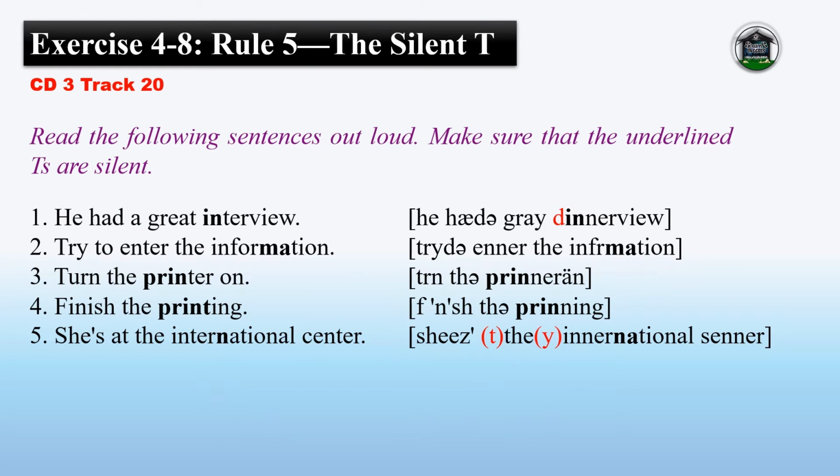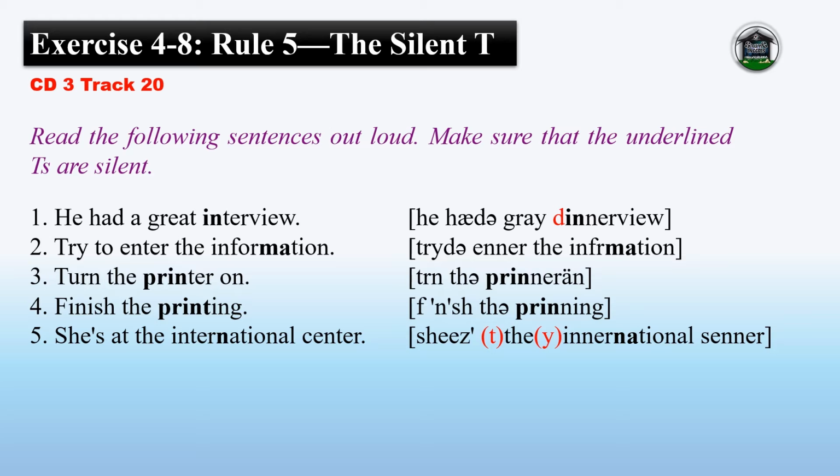Exercise 4-8, Rule 5, the silent T. Read the following sentences out loud. Make sure that the underlined T's are silent. 1. He had a great interview. 2. Try to enter the information. 3. Turn the printer on. 4. Finish the printing.